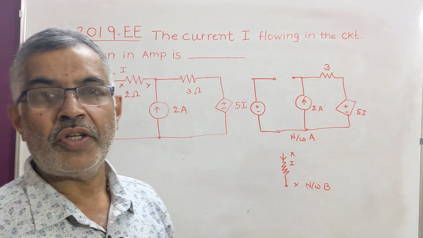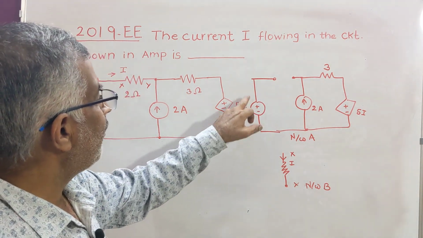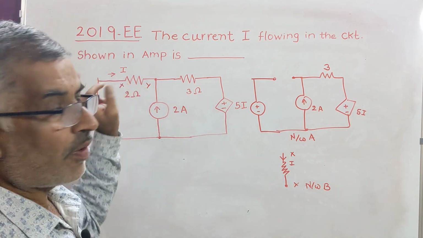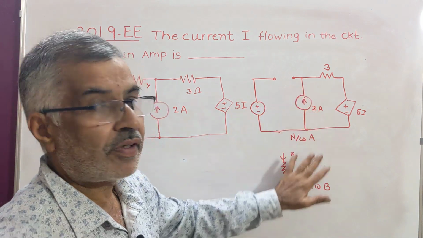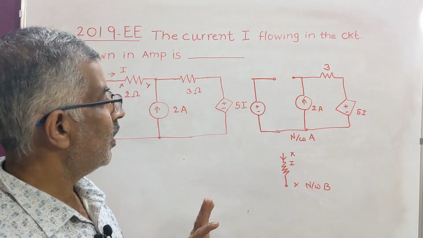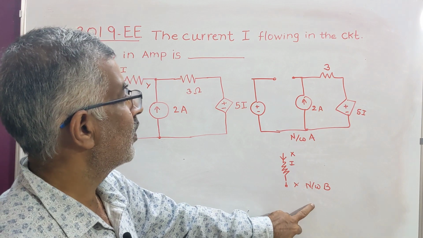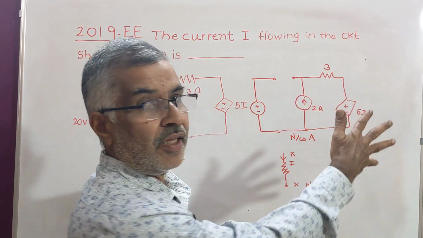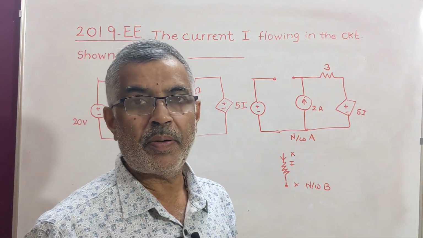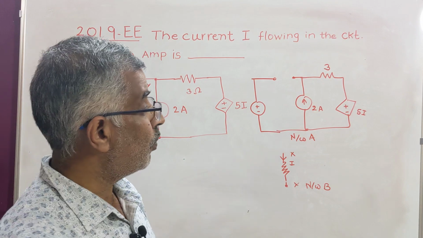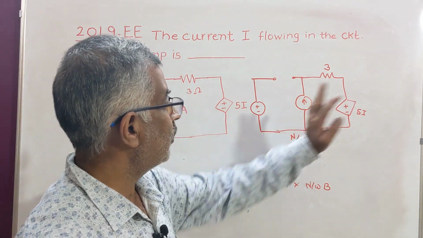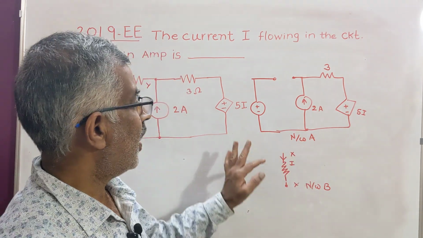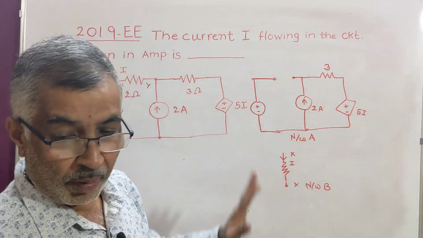It is a current controlled voltage source, and 5I is the value. So this source is being controlled by I. If you break the circuit like this to apply Thevenin theorem, then I is in network B, whereas the source which is going to be controlled by I is in another network. So that is not permissible. Both the controlling quantity and the dependent source must be in the same network. Then only you can apply Thevenin theorem. Otherwise you can't apply Thevenin theorem to this problem.